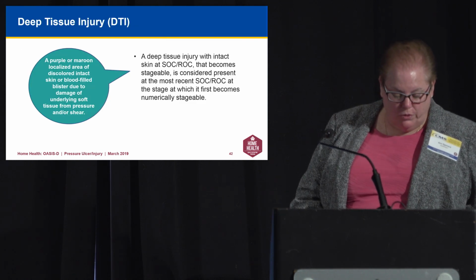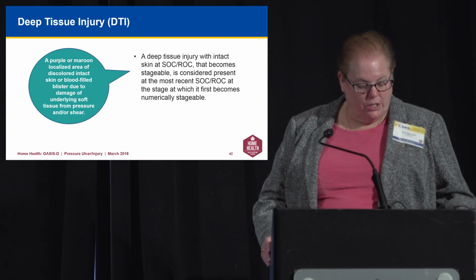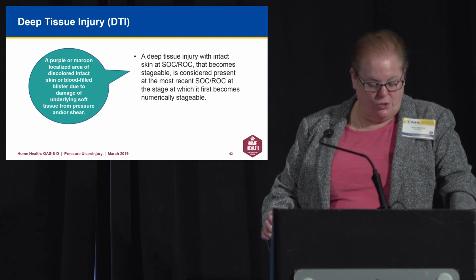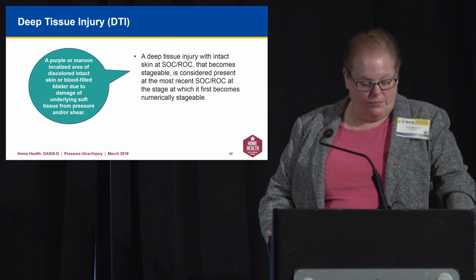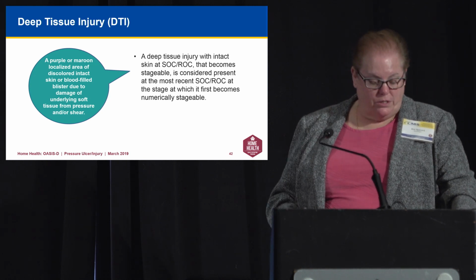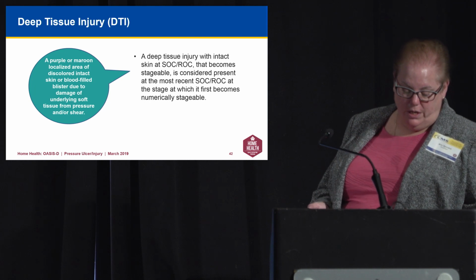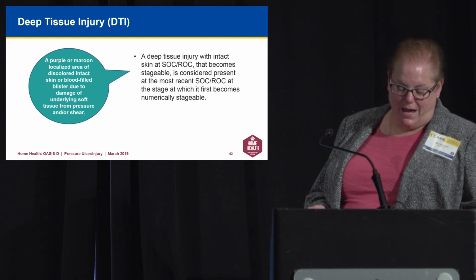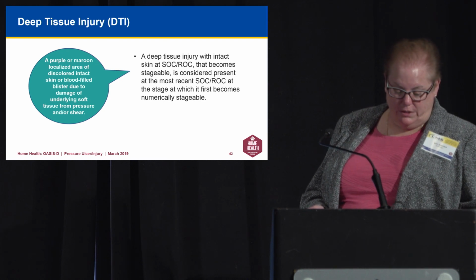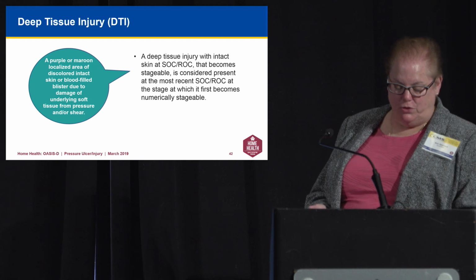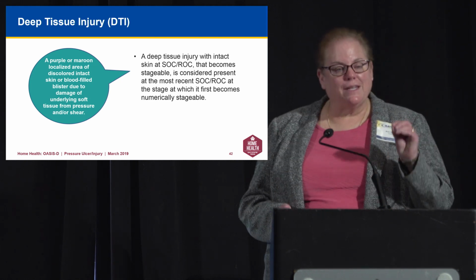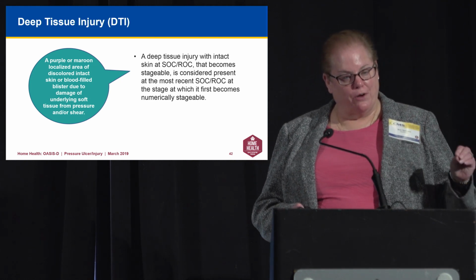So a purple or maroon localized area of discoloration of intact skin, or a blood-filled blister due to damage of underlying soft tissue from pressure or shear, is the definition for deep tissue injury. And a deep tissue injury with intact skin at the SOC/ROC that becomes stageable is considered present at the most recent SOC/ROC at the stage at which it first becomes numerically stageable. So that's that same definition that we've talked about already.